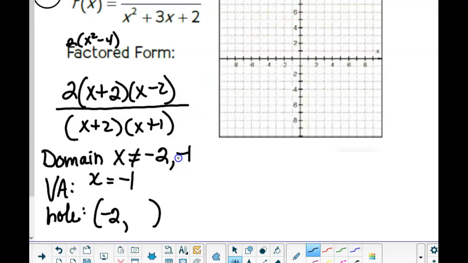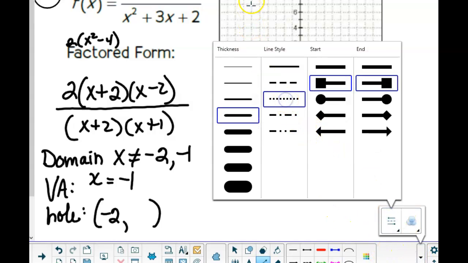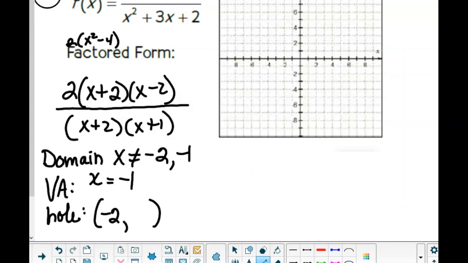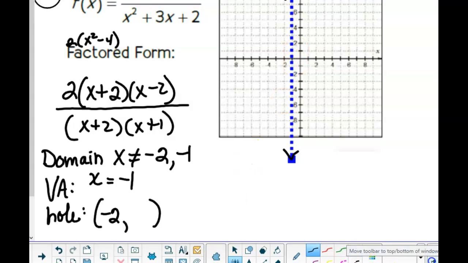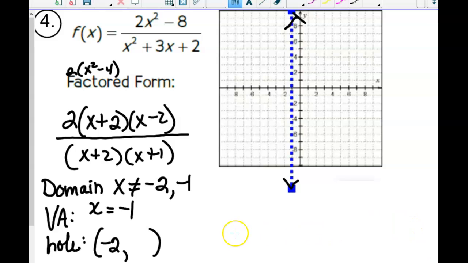Now, I'm going to draw that badly. You know what? I'm going to cheat. -1 is a vertical asymptote. I don't know why I got weird ends on it, but that's okay. It's a line. It's a vertical asymptote. And my little boxes. There, that's better. All right.